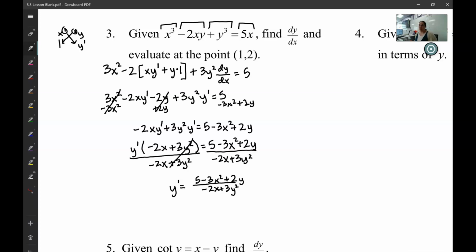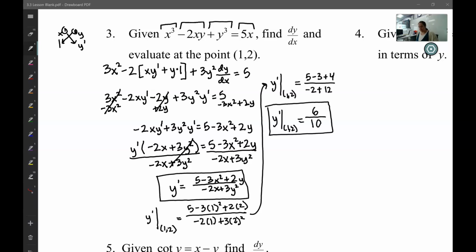Now, I'm not quite done because the second part of the problem was to evaluate at the point (1, 2). So, let me show you how to write this. Y' at (1, 2). Which essentially means you're going to plug 1 in for x, plug 2 in for y, and simplify and you're done. So, I'm going to have you pause the video, try to do that part on your own, come back for the answer. Okay, you should have gotten 6/10.